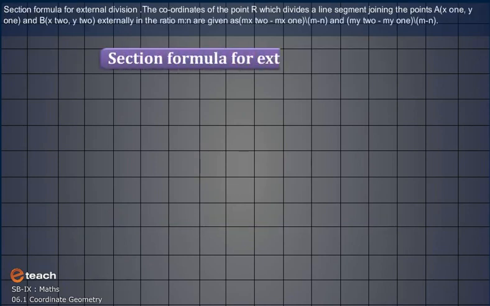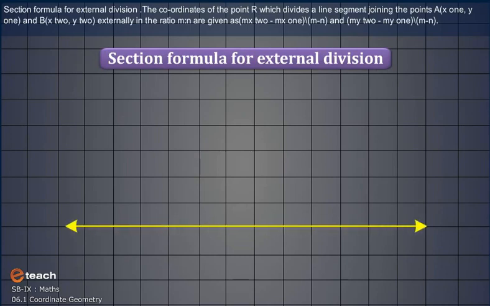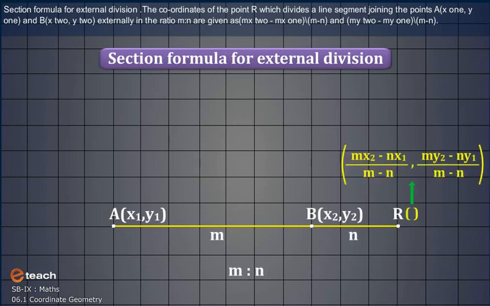Section formula for external division. The coordinates of the point R, which divides a line segment joining the points A, x1, y1 and B, x2, y2 externally in the ratio m:n are given as R is equal to mx2 minus nx1 divided by m minus n, comma, my2 minus ny1 divided by m minus n.